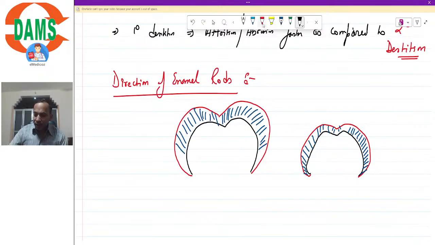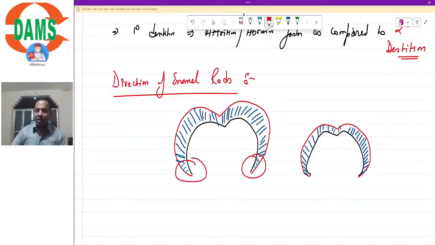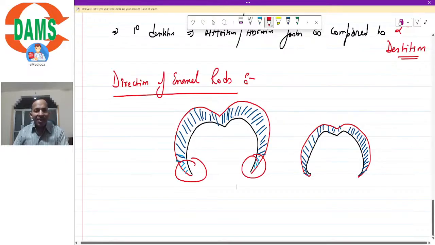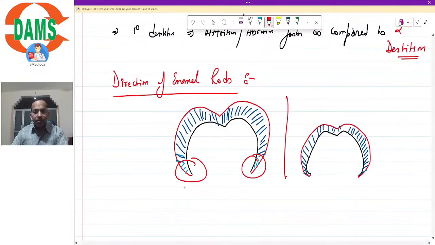So what is the exception? The exception is the cervical enamel rods in the permanent dentition. The cervical enamel rods in the permanent dentition are directed cervically, right? So this particular portion, as you can see here, the enamel rods are directed cervically as compared to the primary dentition where the cervical enamel rods are directed occlusally. So in general, we can say that all the enamel rods are directed occlusally, but in case of permanent, the cervical rods, they are directed cervically, right? So this is one difference that we need to remember.